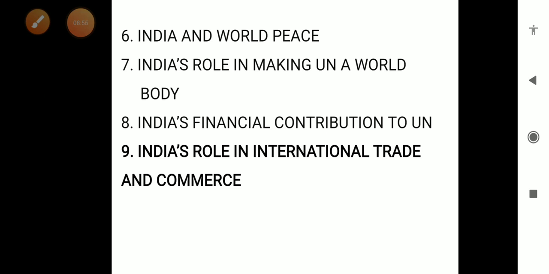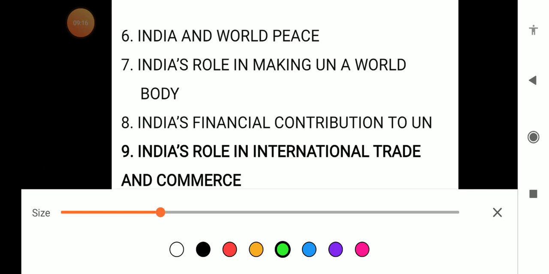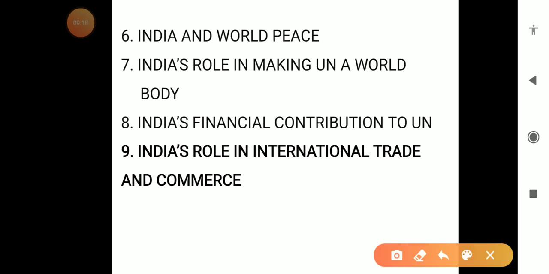the West Asia problem also. So India has also been helping in peacekeeping forces under the command of the United Nations. So India has played an important role in bringing world peace. So this point is also clear.